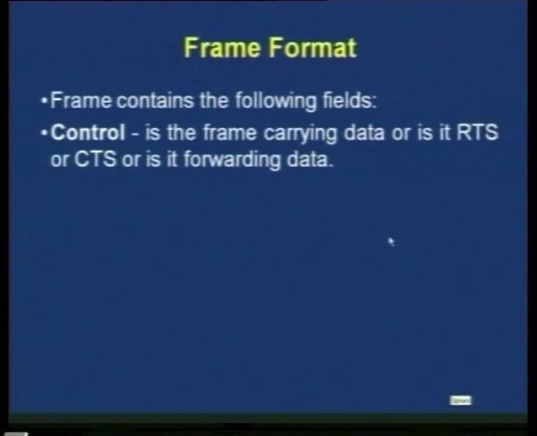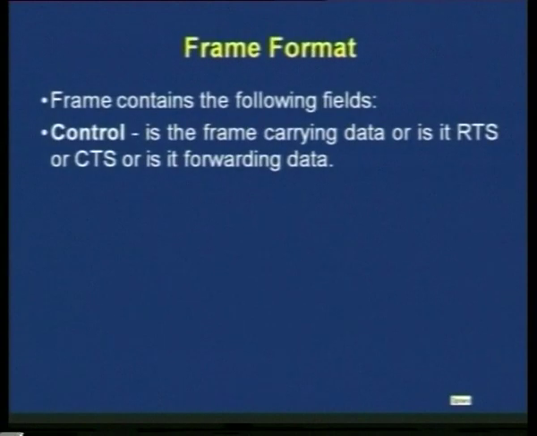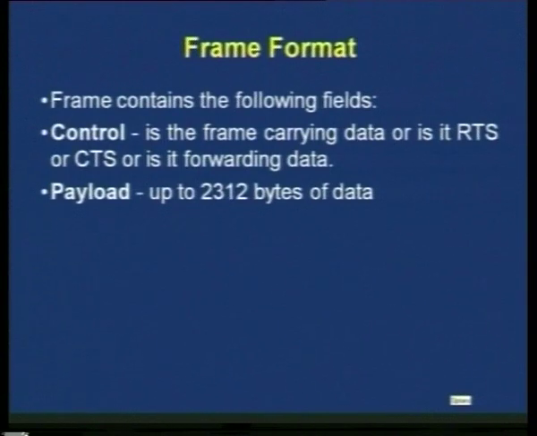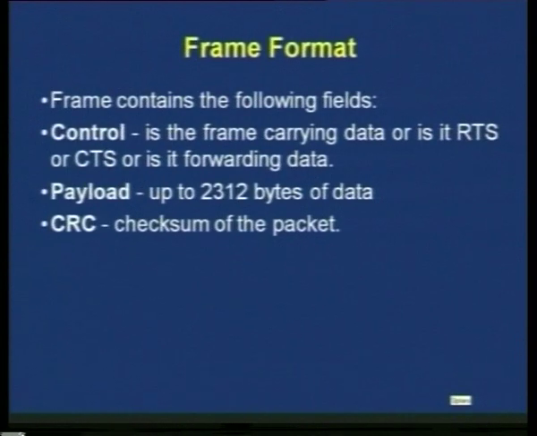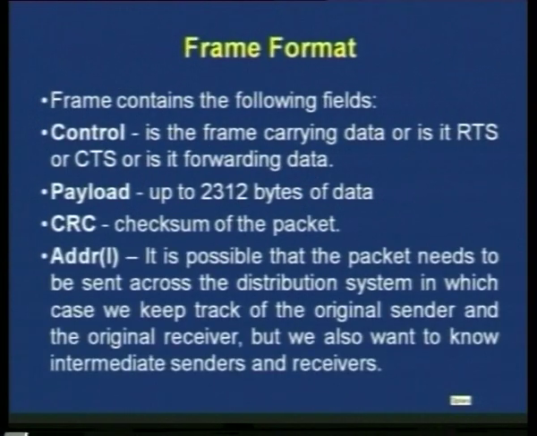Okay. Now, coming to the frame format, this is another important aspect that we need to understand. The frame contains the following fields: a control field, which tells you whether it is a frame carrying data, or is it carrying RTS or CTS. You can have a control frame and you can have a data frame. So, you have a control field which tells you whether it is carrying data or whether it is a control frame. That is one of the fields that you have. Then you have a payload which can be up to 2312 bytes of data. Then you have a CRC, checksum of the packet, and then you have different addresses.